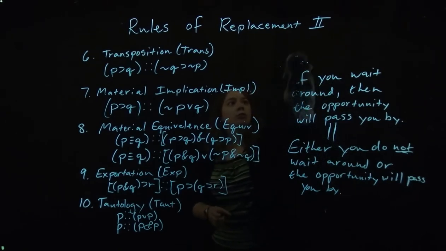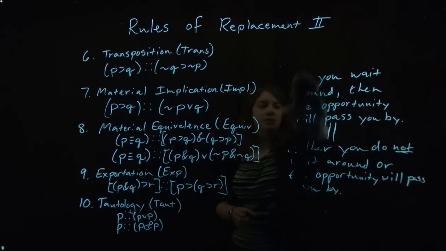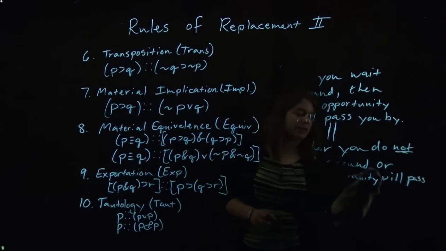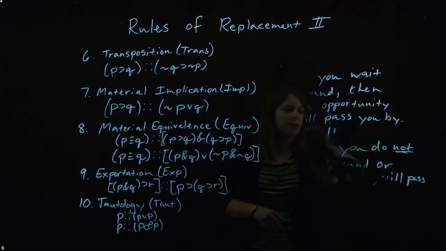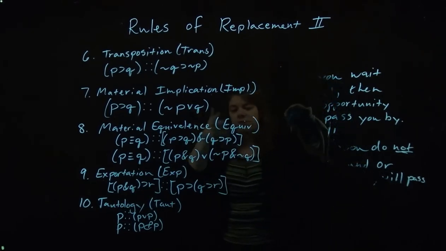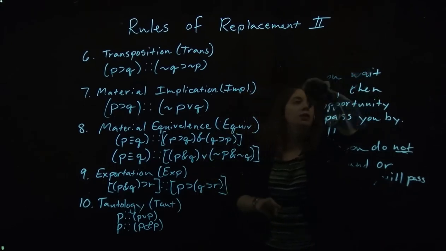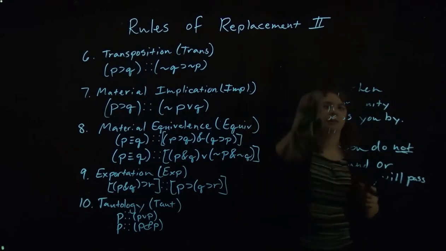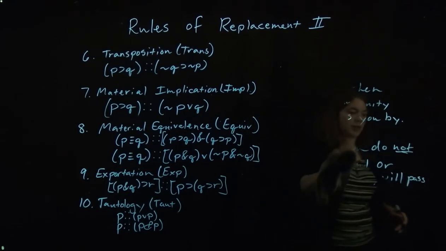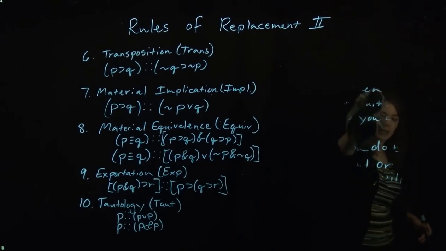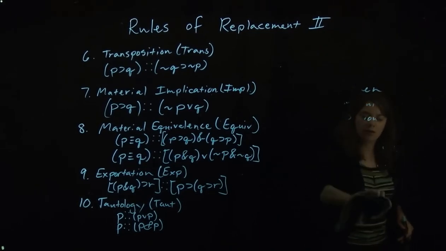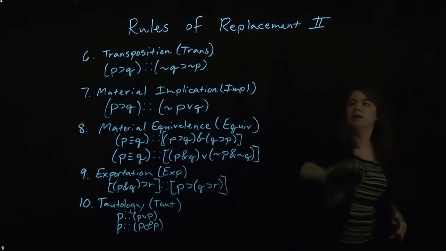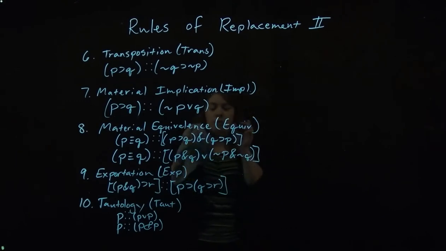The next rule of replacement is the material equivalence. Sometimes this rule is referred to as biconditional, or bicon. The way we will refer to it is we'll just use equivalence, equiv, as the shorthand for the rule. And it was at least mentioned, I believe, in the video when we introduced biconditionals, that one way in which we can understand biconditionals is like 2 conditional statements conjoined together.